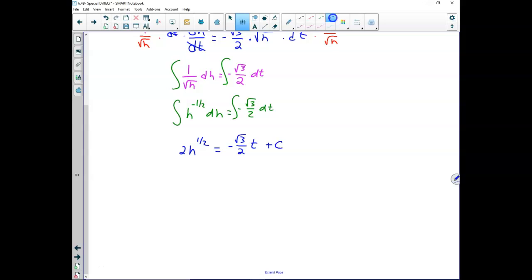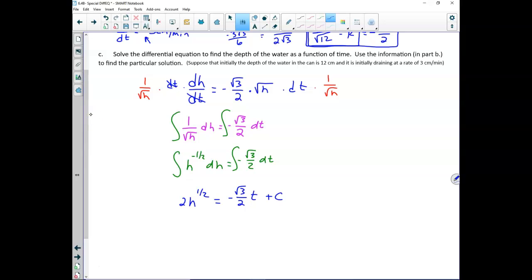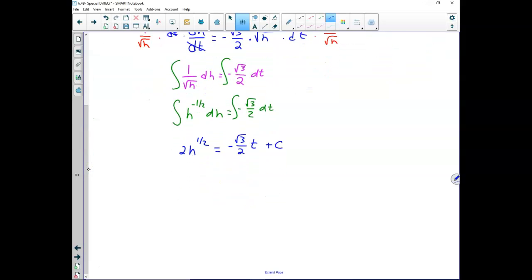And what am I going to do? Oh, now I need to find c. Now I need to find my constant of integration. Well, remember back here, initially the depth of water was 12. So that is time t equals 0, h equals 12. Well, that was kind of nice. So now I can find c, because when t equals 0, I get 0 plus c. Over here, h, well, that's going to be the square root of 12, isn't it? Well, what is the square root of 12? I could leave it that way if I wanted, but it's really 2 root 3. So this is going to give me 4 square roots of 3 equals c. So my constant is 4 square root of 3.